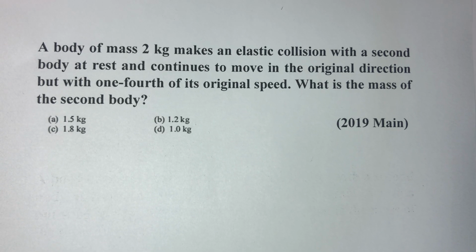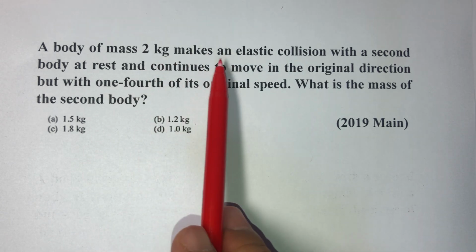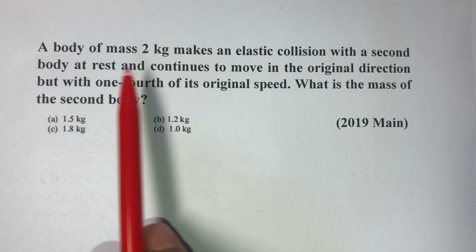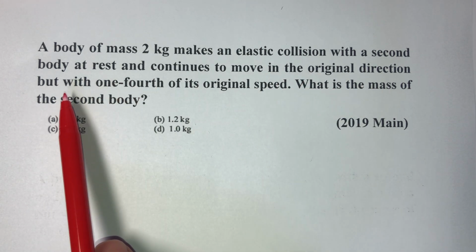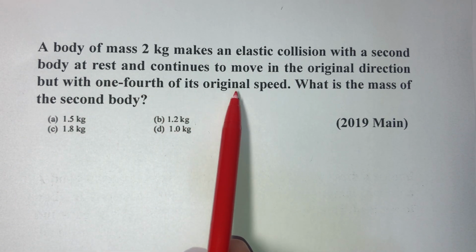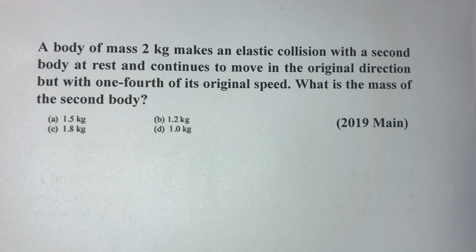Hello friends, today's question. A body of mass 2 kg makes an elastic collision with a second body at rest and continues to move in the original direction but with 1/4 of its original speed. What is the mass of the second body? So we have two bodies.